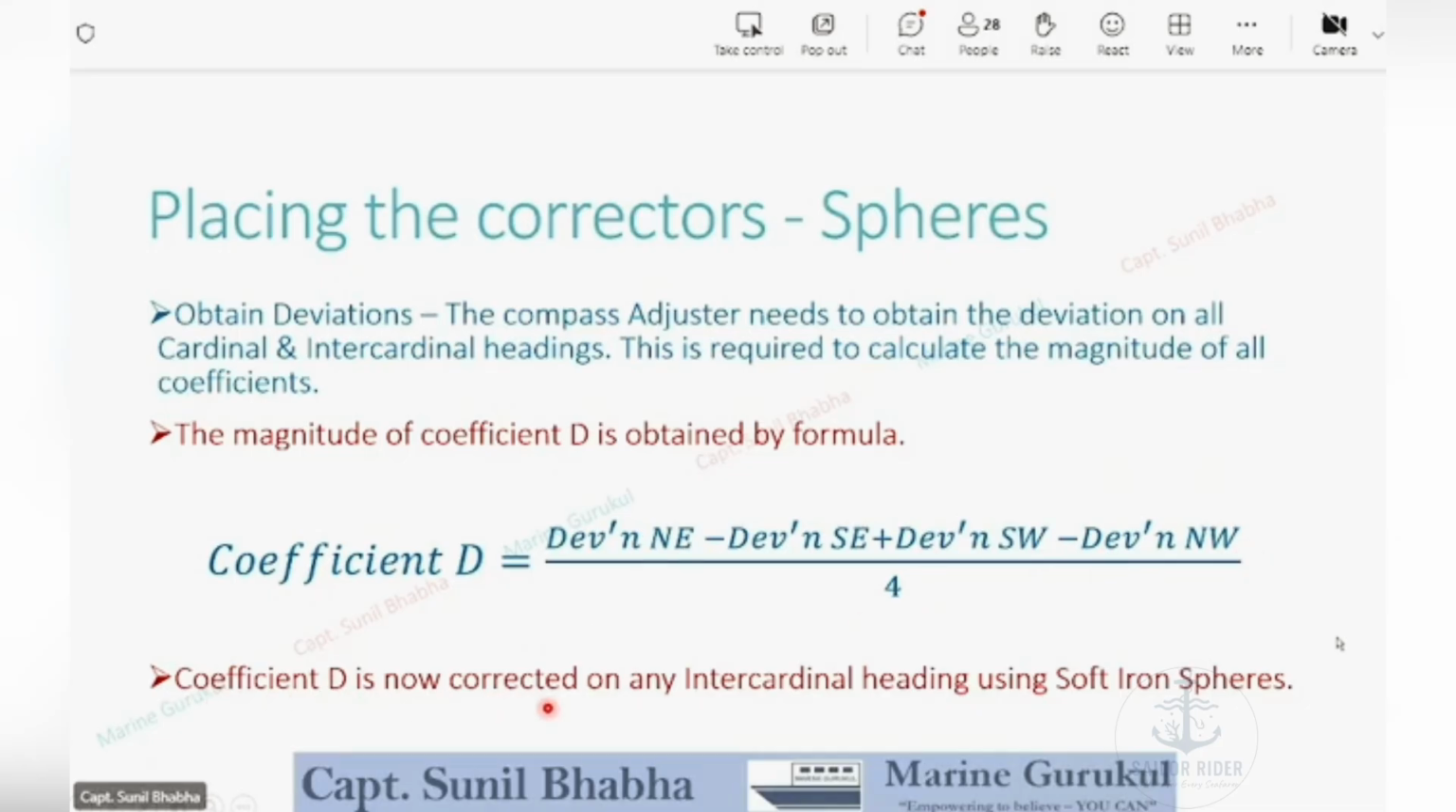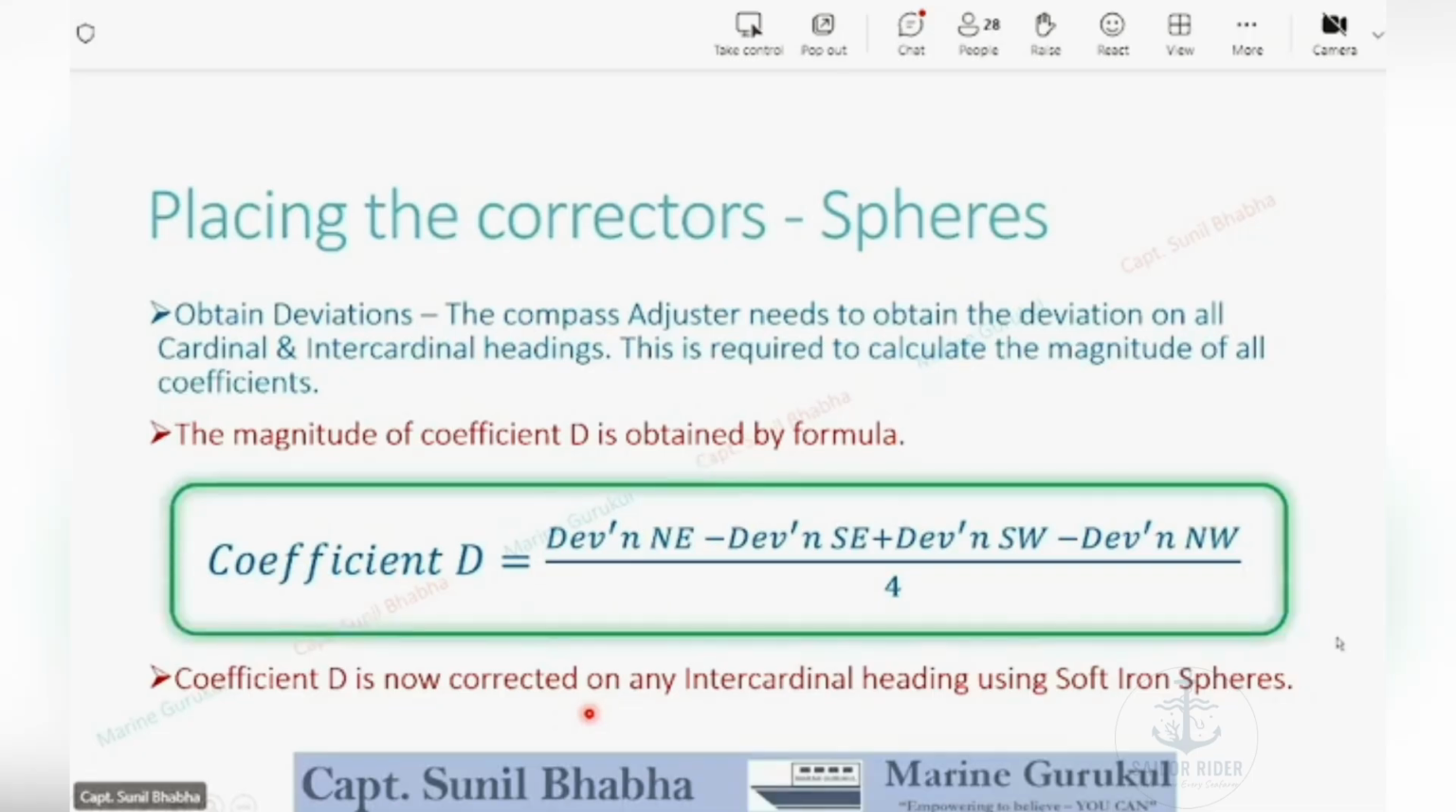So once the compass adjuster knows the magnitude of correction he needs to make for coefficient D, he takes the ship on any one of the intercardinal headings. Why do we go on an intercardinal heading? We are aware that all the coefficients are corrected on the heading where they are the most powerful. Coefficient D is the most powerful on intercardinal headings and it is 0 on cardinal headings. So the ship heads on any of the intercardinal headings.